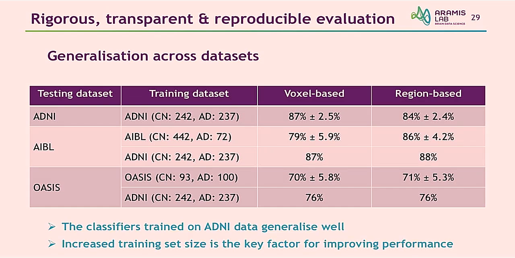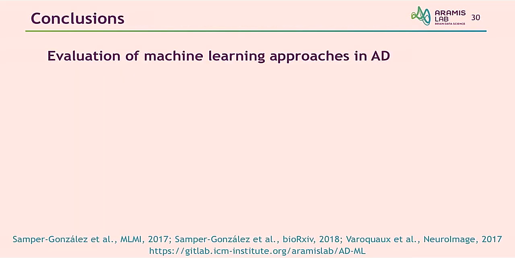And what you can see is that when you train on ADNI and test on AIBL or OASIS, the balanced accuracy is higher than when you train and test on AIBL or OASIS. So this basically means that the classifier trained on the ADNI data generalized well to AIBL and even to OASIS. And the fact that it performs even better than the classifier trained on AIBL or OASIS demonstrates that the increased training size is the key factor for improving the performance, because ADNI really has the most subjects.